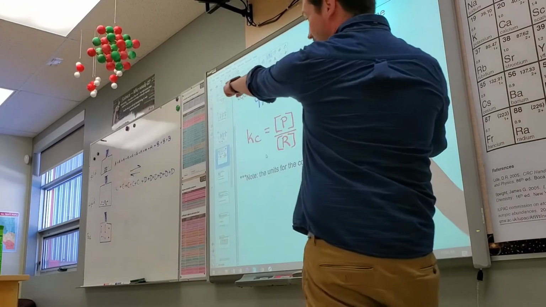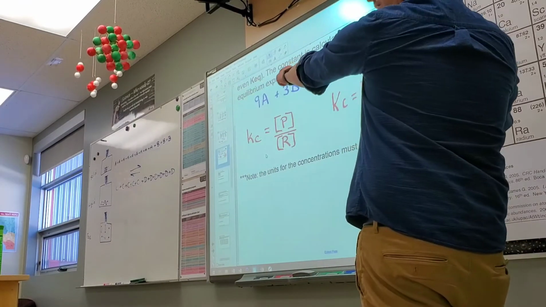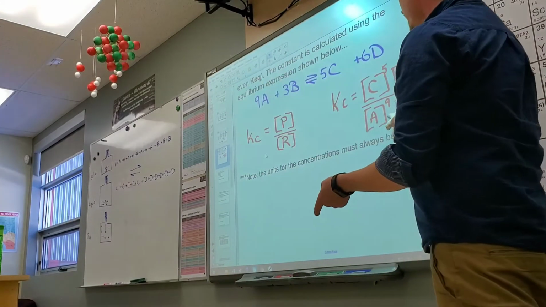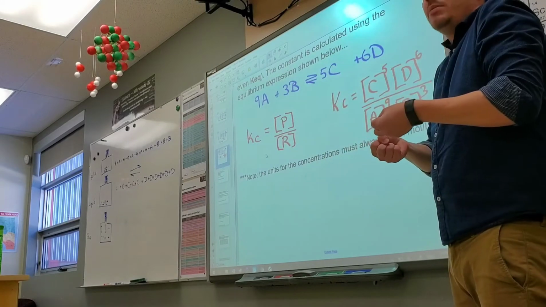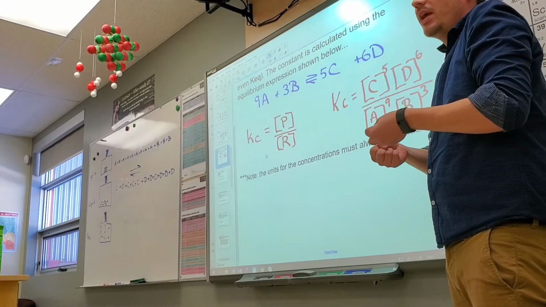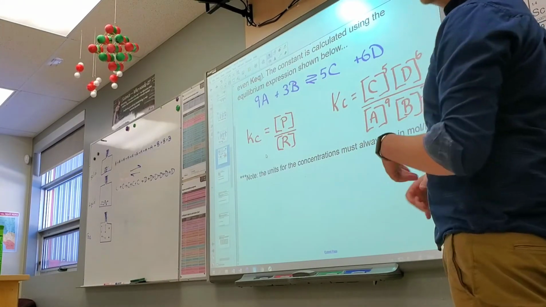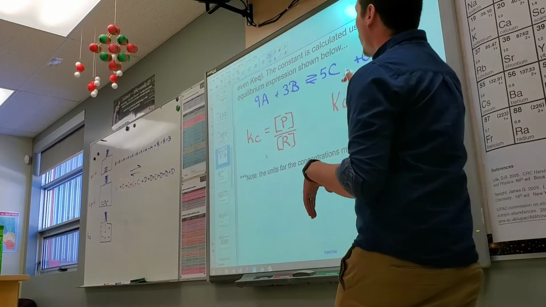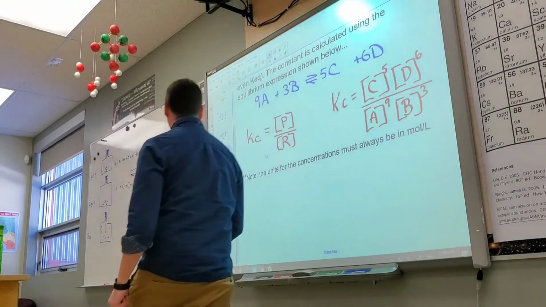A to the power 9 times B to the power 3. It's just all the A's and all the B's being multiplied by themselves. Are we okay with that? And then all the C's and all the D's on top. That's why the coefficients come into play like that.